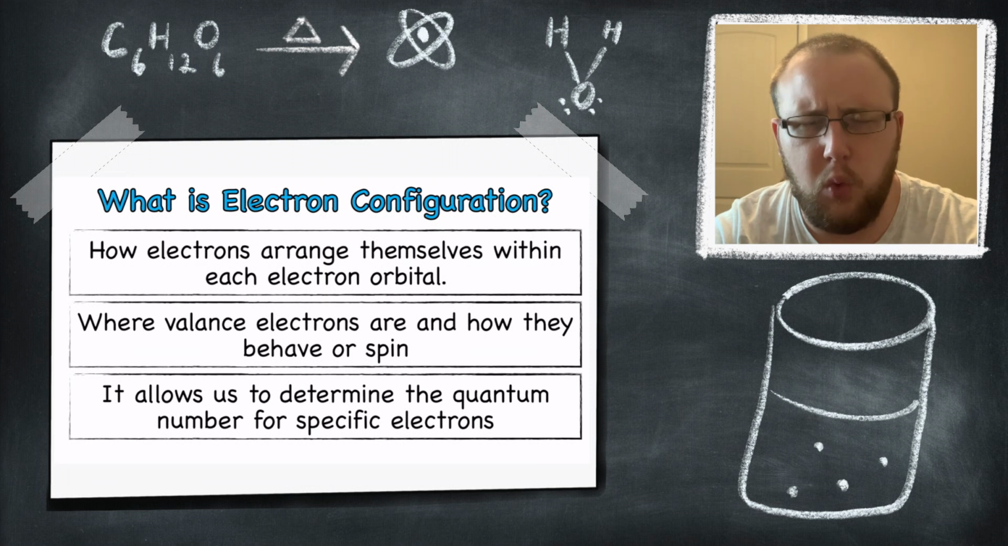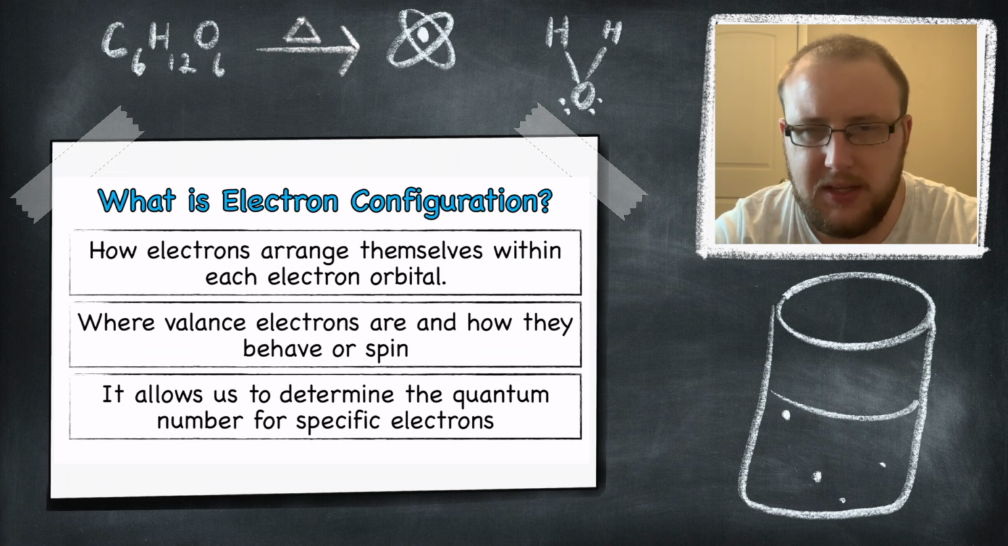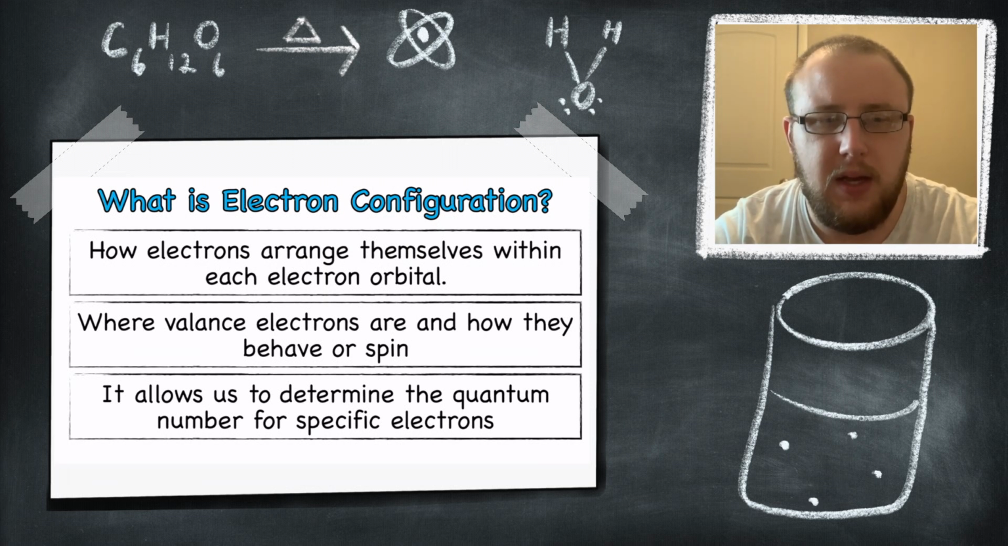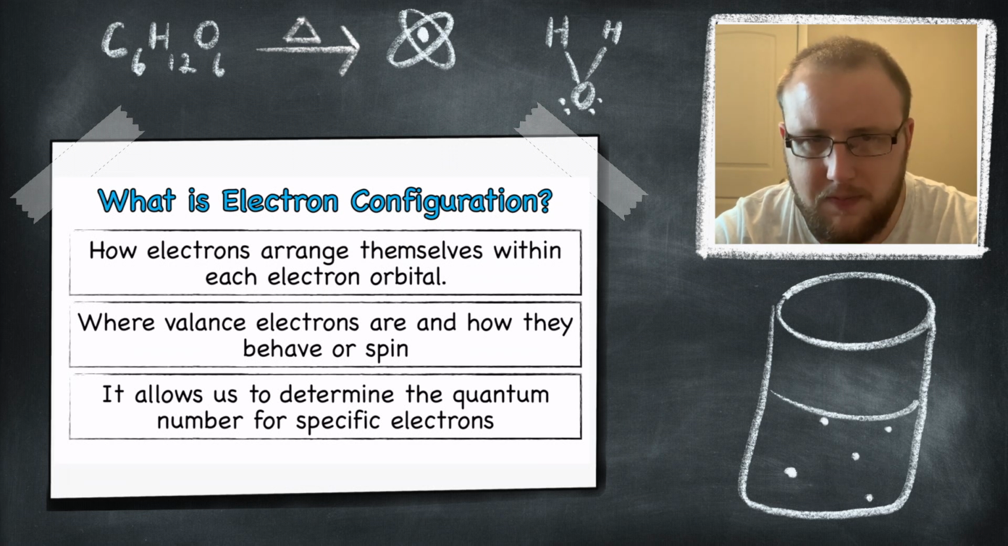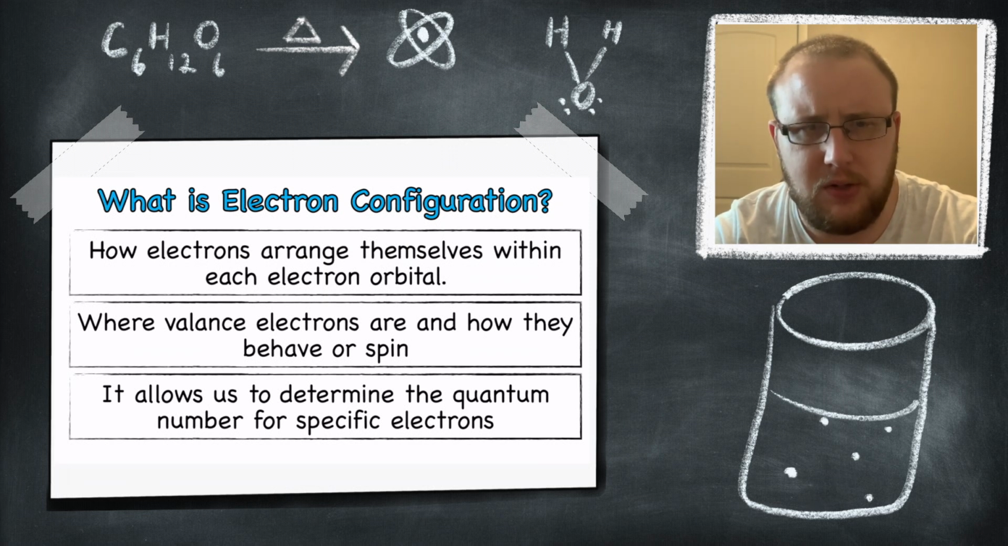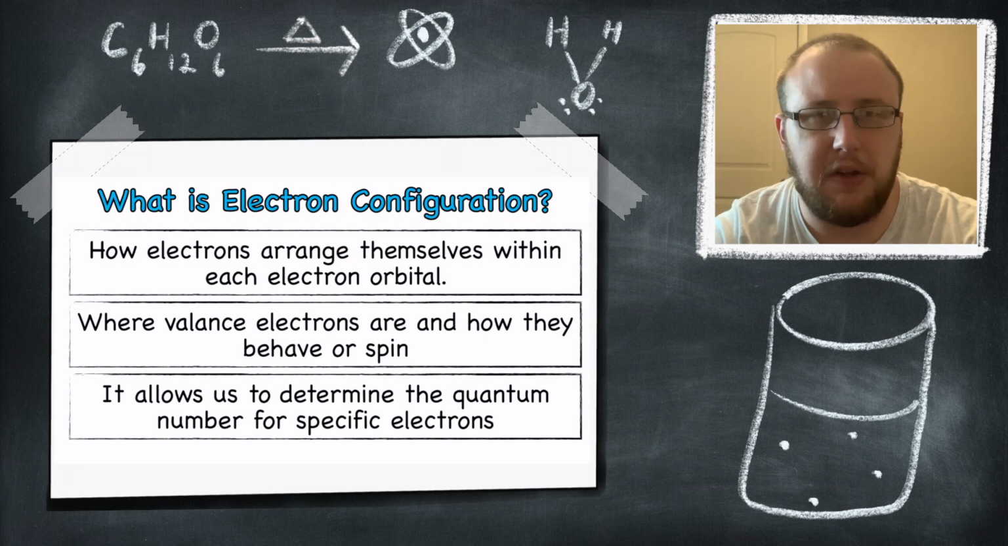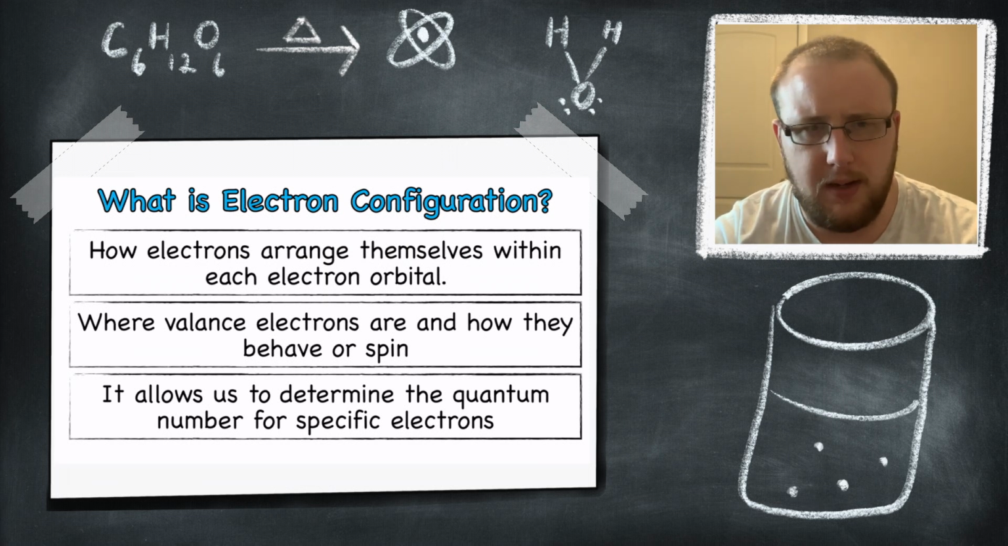Okay, so what is electron configuration? Well, it's how electrons arrange themselves in each orbital. So how do they arrange themselves in each layer? How many electrons are present in each area? It allows us to know where valence electrons are and how they're spinning so we can predict how they're going to behave. It also allows us to determine the quantum number for a specific electron so we can pinpoint where we think an electron is going to be.